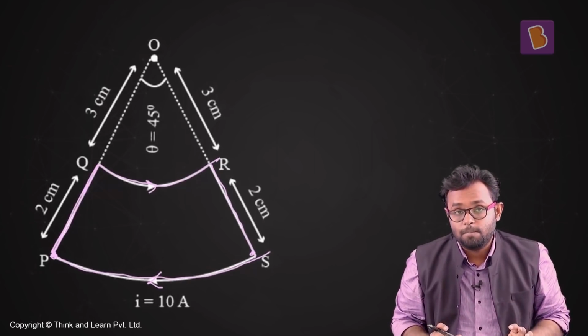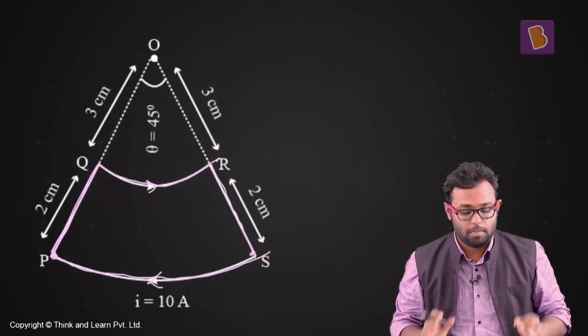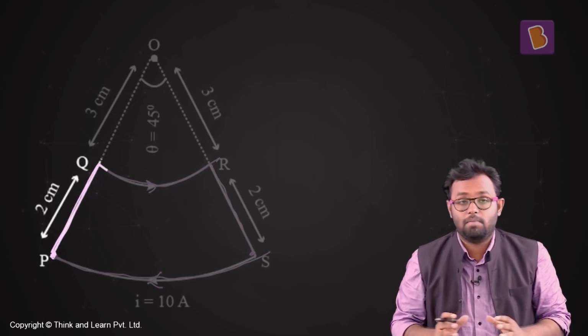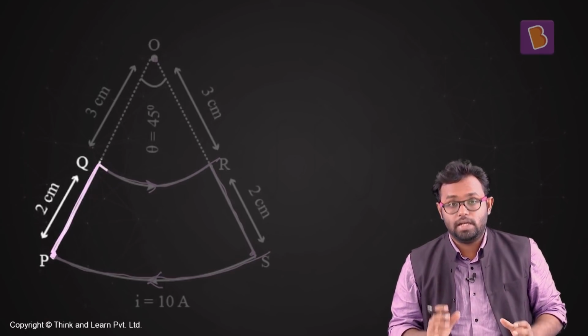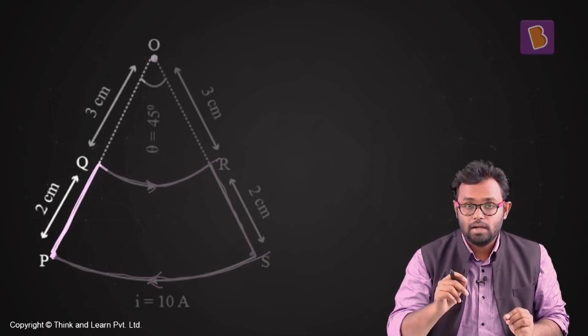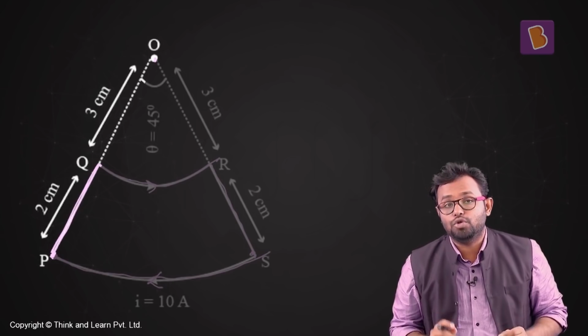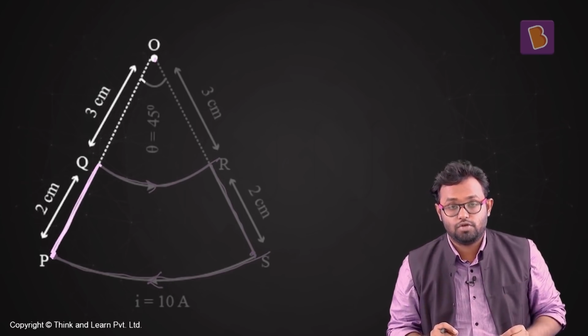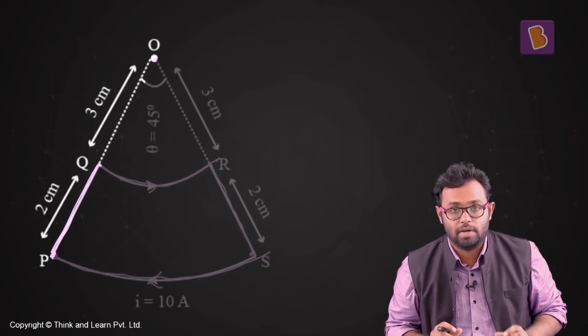When I look at this figure, I immediately know what would be the contribution from the linear parts PQ and SR. What do you think it will be? Because this current carrying element PQ is linear and it is in the same line as the point where we want to find the magnetic field, the magnetic field contribution because of PQ will be 0, because the cross product of the dL element will be 0.